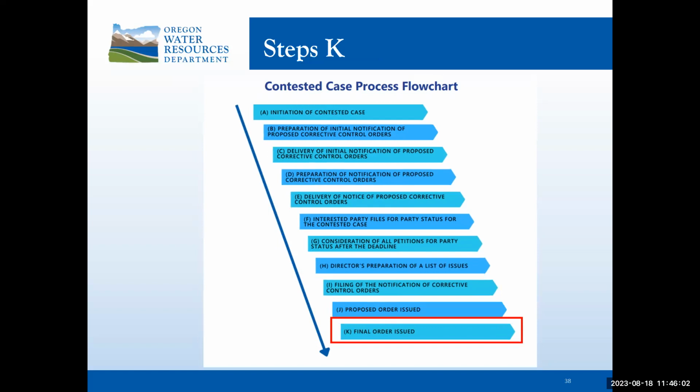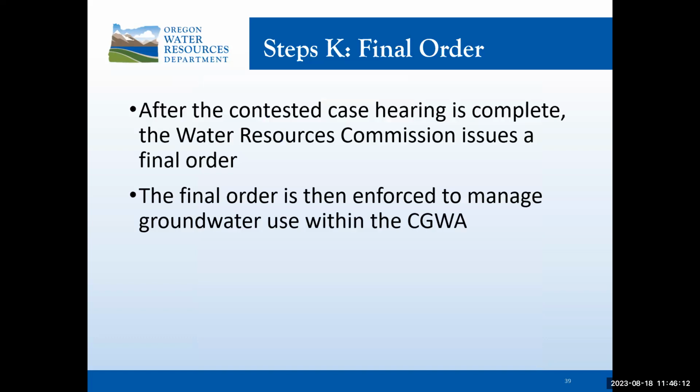So then, after the commission has reviewed that proposed order and those timely filed exceptions, we get to step K, which is the final step, in which a final order is actually issued. And that final order is then going to be enforced to manage groundwater use within the critical groundwater area. And that then concludes phase 2, which is the actual implementation of corrective controls through an order.